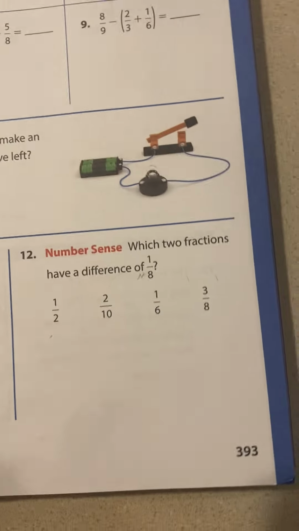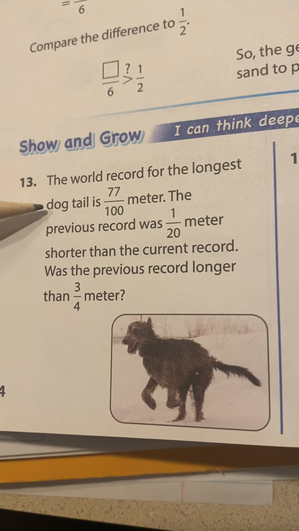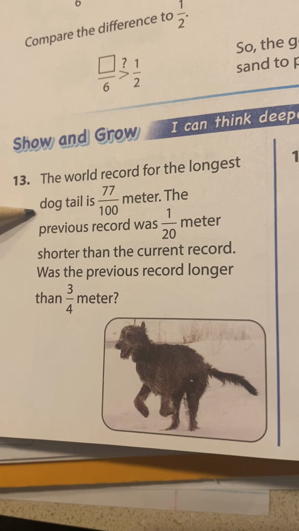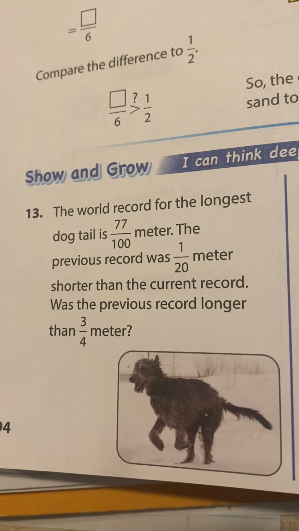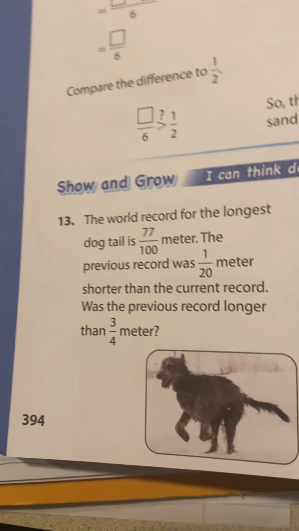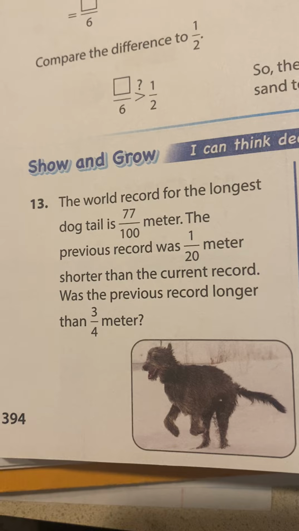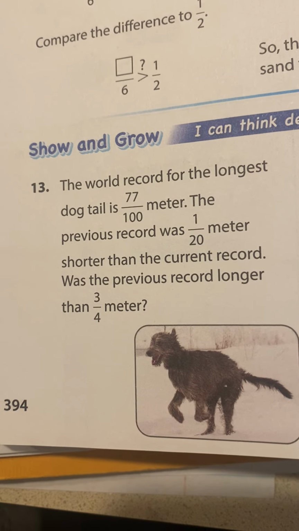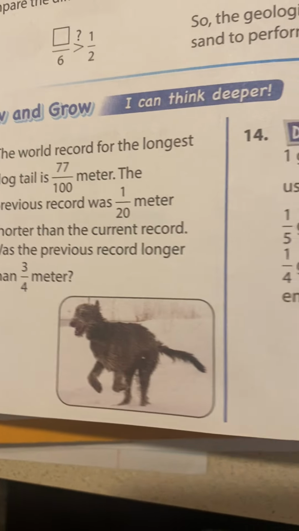This one, number 12, is going to be a bonus. And then if you look at these ones, the world's record for the longest dogtail is 77/100ths of a meter. The previous record was 1/20th meter shorter than the current record. Was the previous record longer than 3/4 of a meter? So this one, you just really have to read carefully because it's not difficult. You just have to read carefully. But I'm going to have this one be a bonus too.